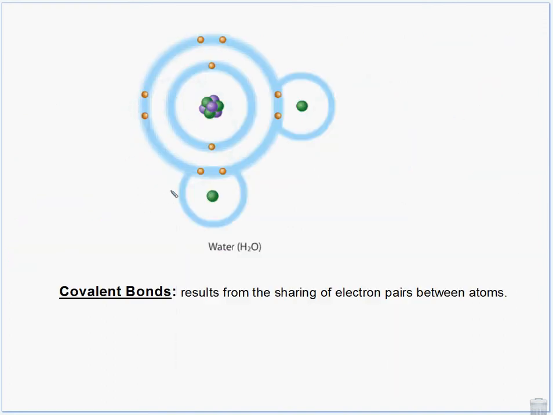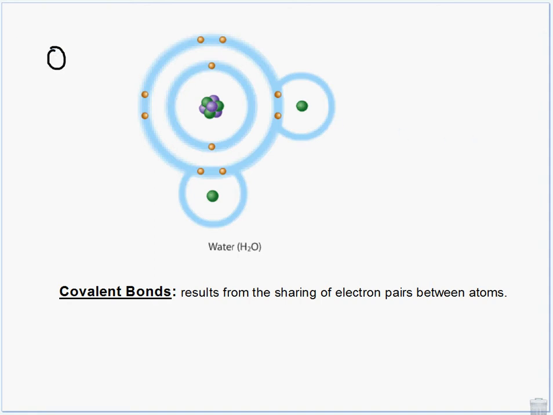The other kind of bond that we're going to talk about is covalent bonding, and this actually results from the sharing of electron pairs between atoms. So it's a little different. Atoms don't give up or take electrons, but they share them together. So here's a water molecule, and this large one in the middle is oxygen.